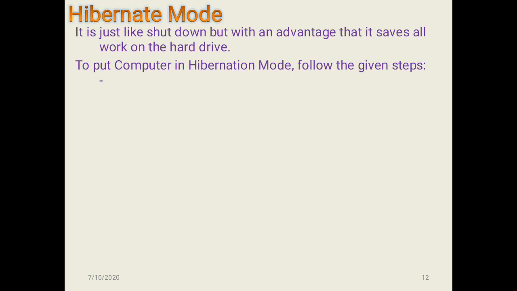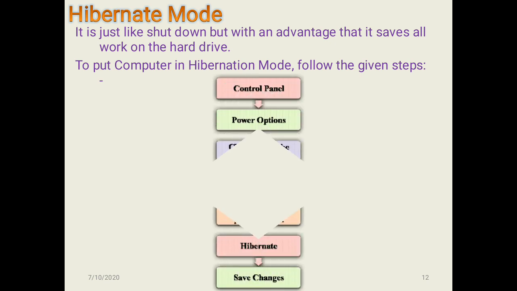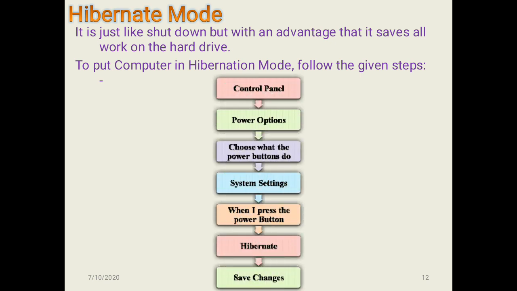Next mode is hibernation mode. It is just like shutdown, but with an advantage that it saves all work on the hard drive. To configure the hibernate mode, follow these steps. First, click on the power options from the control panel. A power options window appears.